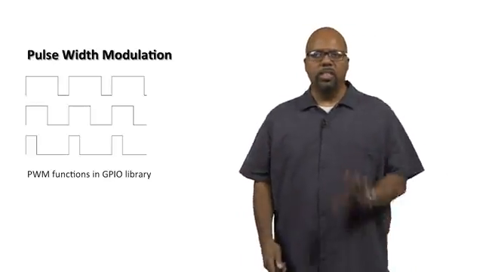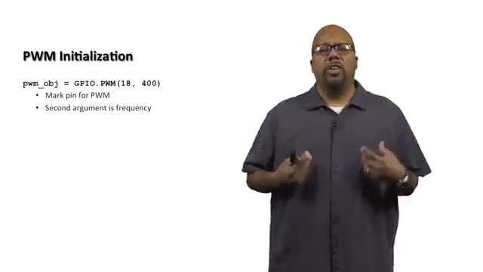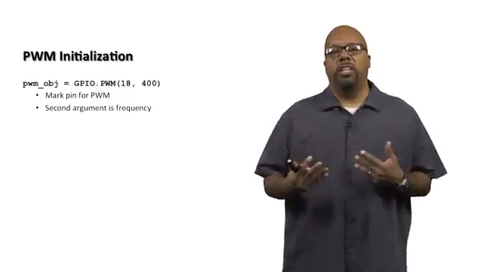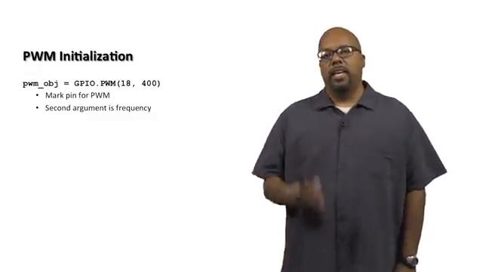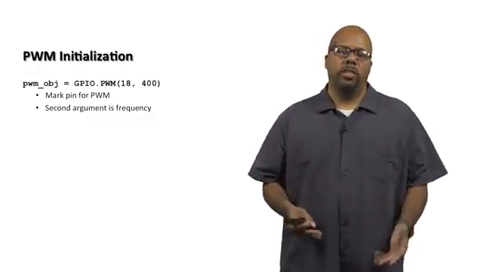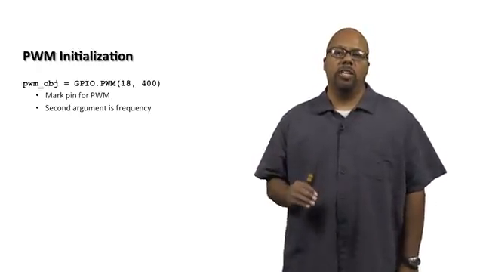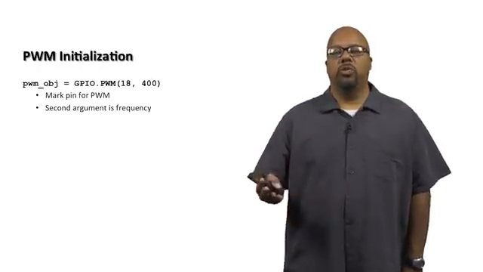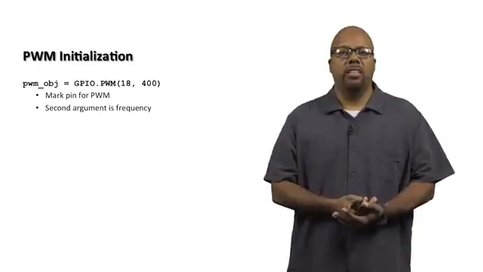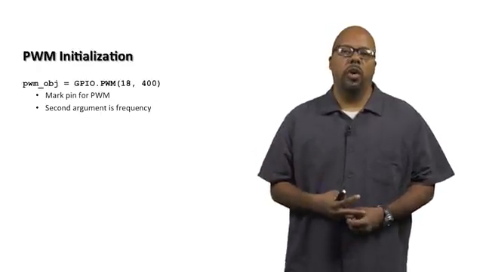So let's go through the libraries that we use to generate pulse width modulated signals. First thing you want to do, if you want to generate a pulse width modulated signal on a pin, you've got to mark that pin. You have to basically declare that the pin is going to be used for pulse width modulation. This does something inside the processor that we don't need to talk about. But you have to call this function GPIO.pwm. GPIO.pwm takes 2 arguments. The first argument is the pin that you want to set pulse width modulated signals on. The second argument is the frequency of the pulse width modulated signal that you want to generate. So in this case, we're saying pin 18 is going to get a pulse width modulated signal. Its frequency is going to be 400 hertz.